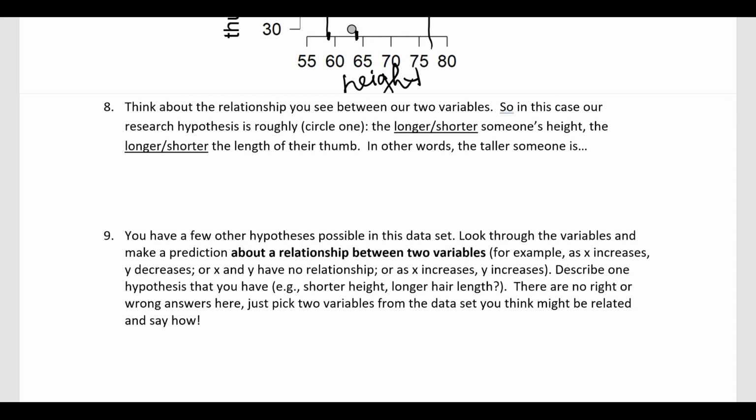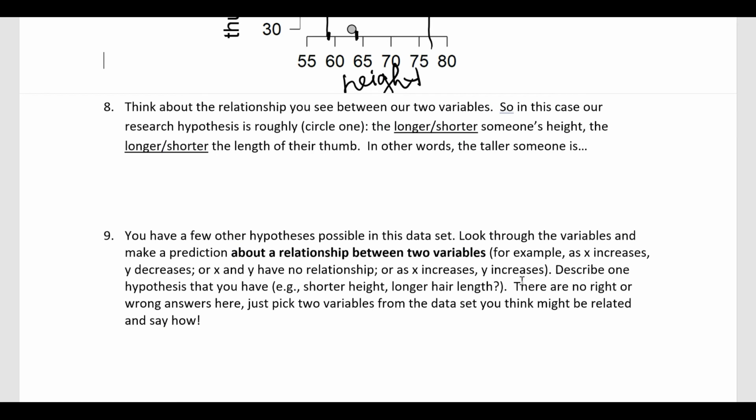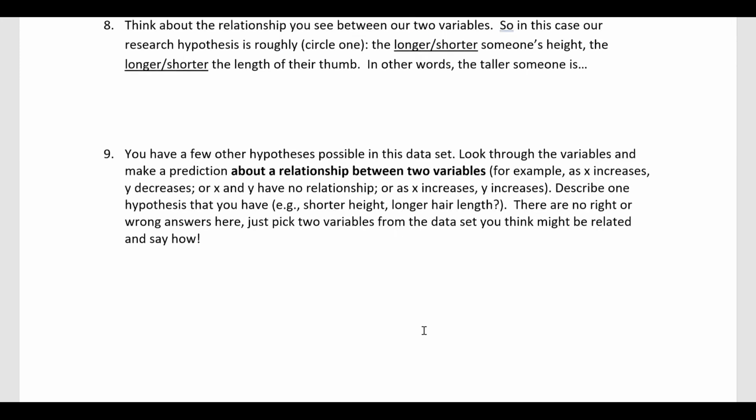Like, for example, I might predict that females tend to have longer hair lengths, right? Or males tend to have higher height, or people who have short pinky fingers, does that relate to their hair length in some way, right? So just thinking about these variables, there's no right or wrong answer. I just want you to start thinking about those relationships, because that's really where we're moving in next.